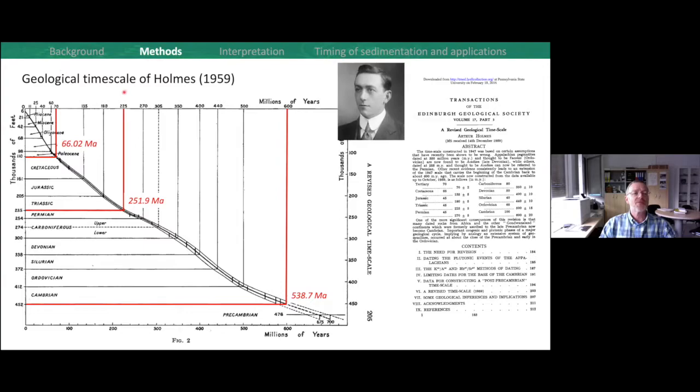So this is not the first geological timescale, but it's a nice one. Arthur Holmes, 1959, where he put the depth of a sedimentary basin in feet versus millions of years. So he was putting the Precambrian-Cambrian boundary at 600 million years. Nowadays, we think it's 538.7. This is the Permo-Triassic boundary, which he put at 225. Now we know it's around 251.9. And the Cretaceous-Paleogene boundary, which he put at 70, is now 66.02. So actually, it's quite accurate.